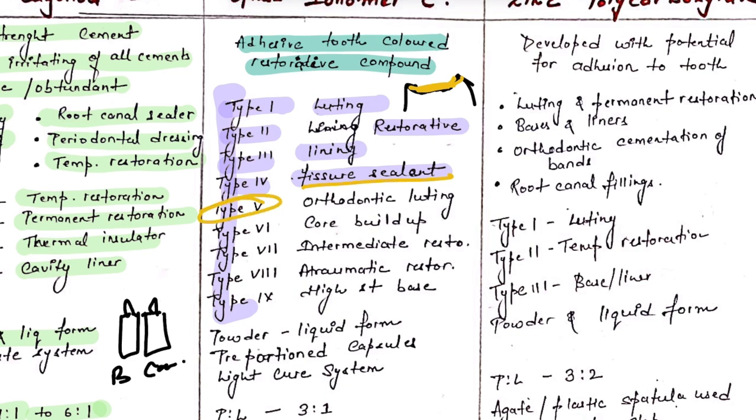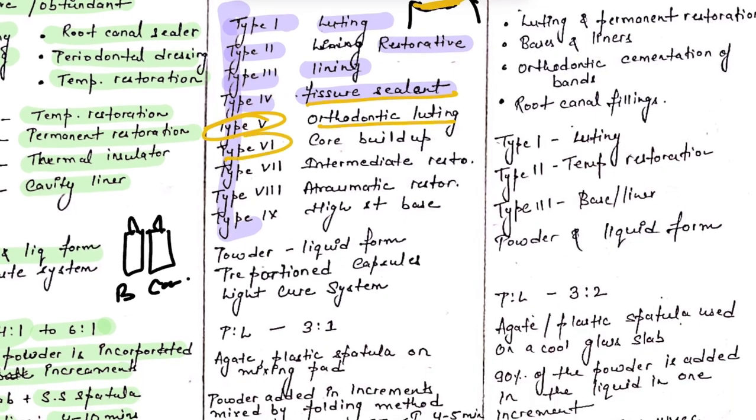Then type 5 is orthodontic luting, so we use it to stick our braces and everything on our teeth. Type 6 is core buildup. So core buildup is a technique that is used in endodontics. You basically, as the name says, build up a tooth. Okay. Then type 7 is intermediate restoration. So that is for temporary restoration.